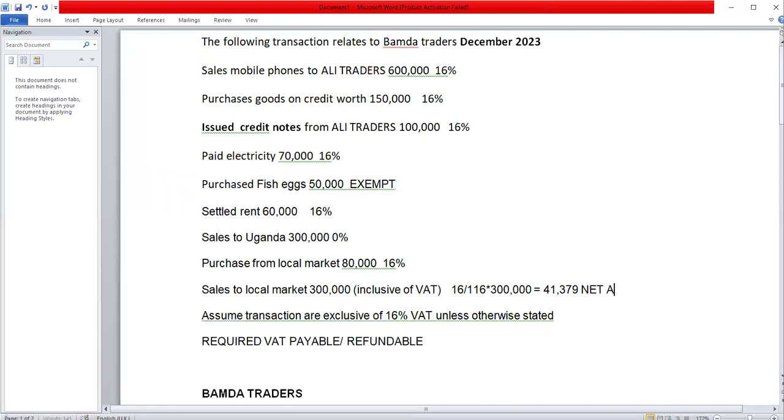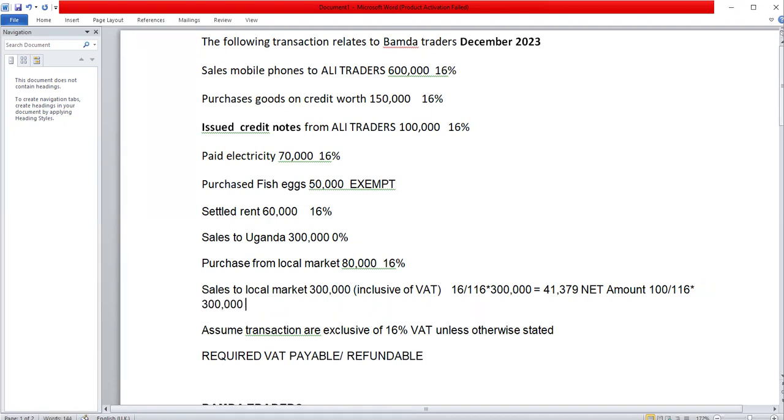How do you get the net amount? We take the rate, we take 100 over the rate plus 16%, which is 116. 100 over 116. Then we multiply this with the amount, which is 300,000. So this is going to give us the net amount, which is going to be how much? 100 divided by 116 times 300,000. So the net amount is 258,621.